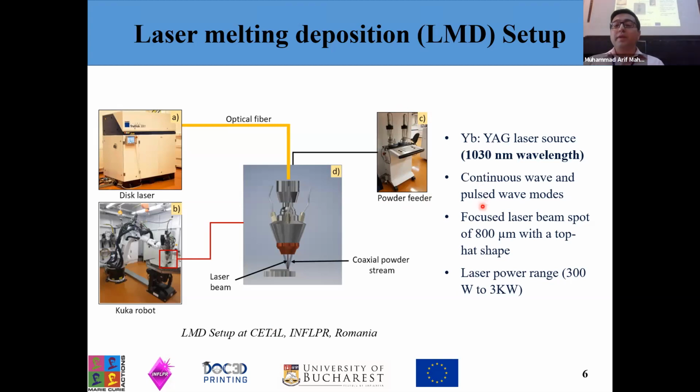The laser source in this setup is a 1030 nanometer wavelength Yb:YAG laser source. It can operate in continuous wave and pulse wave modes. The focused laser beam spot size is 800 micrometers, while the distribution of the energy is super Gaussian, which results in a top hat shape profile of the laser beam. And the laser source can operate between 300 watts to 3 kilowatts power.